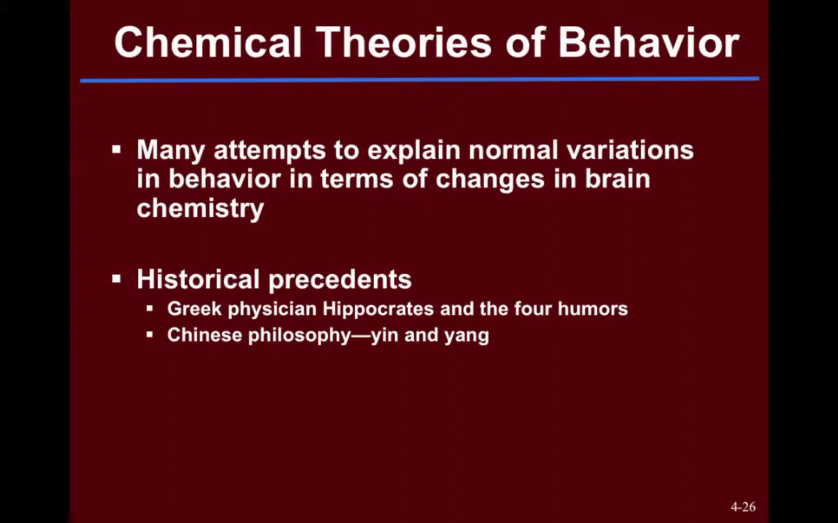We've been talking about these kinds of chemical theories of behavior for millennia, really. From ancient Chinese philosophy to ancient Greek medicine, we've attempted to explain people's behavior based on levels of chemicals in their body.